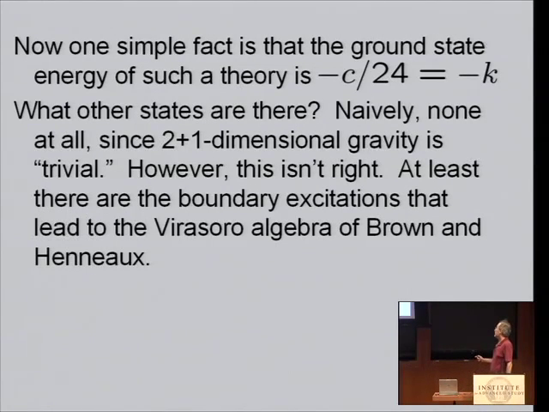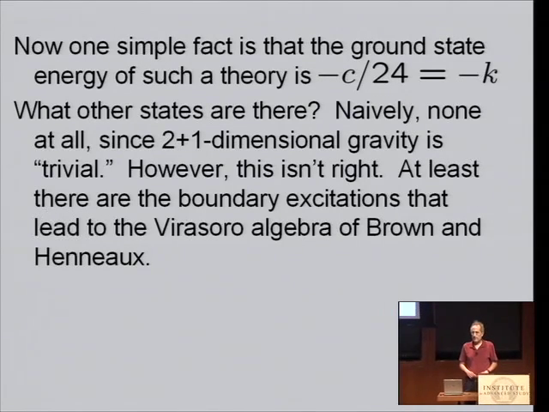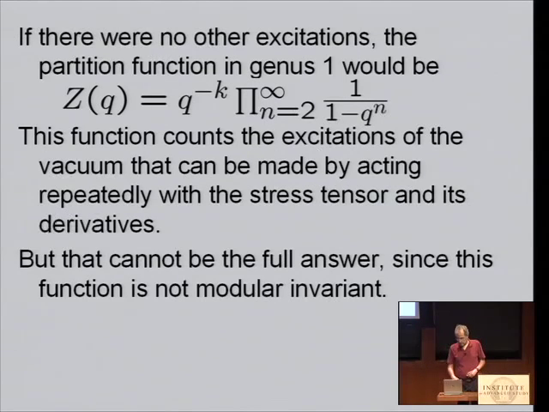Okay, well, the ground state has energy minus k. What else is there apart from the ground state? Well, naively speaking, nothing, because 2 plus 1 dimensional gravity is trivial. But that isn't right. At least there are boundary excitations that lead to the Virasoro algebra of Brown and Henneaux. Now, if there were no other excitations, the partition function in genus 1 would be this thing.